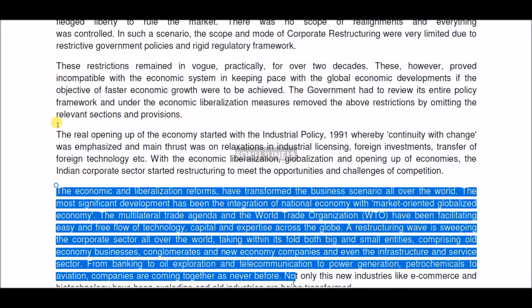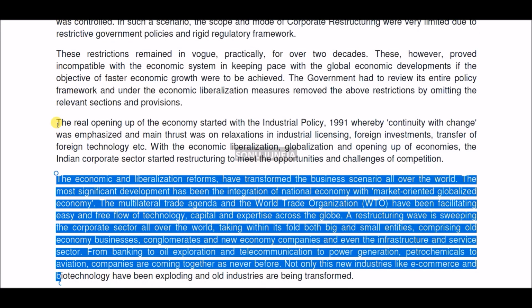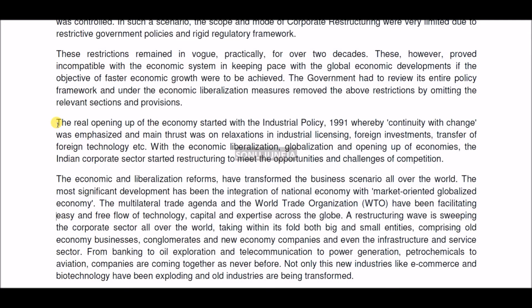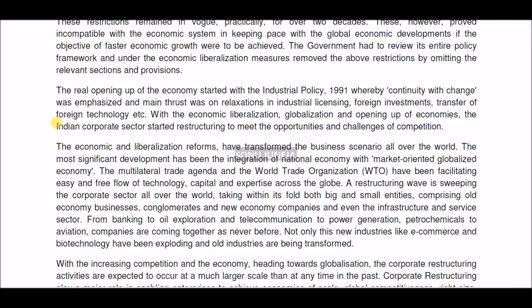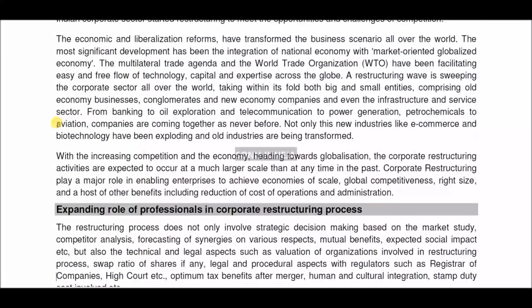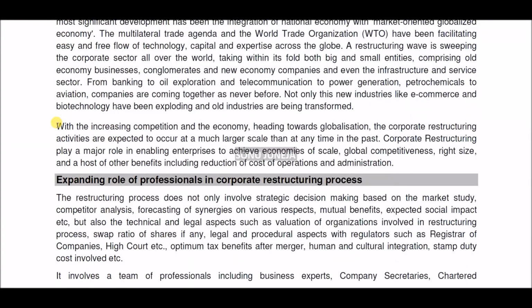Now it's not only these new industries like e-commerce and biotechnology that have been explored, the old industries are also being transformed. So those were businesses anyway. Apart from this, e-commerce and biotechnology also started coming into the picture. So there were new things which people were about to look into.